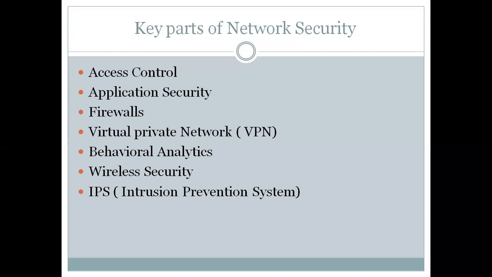In this slide, I am going to explain key parts of network security. There are multiple parts of network security: access control, application security, firewalls, virtual private network, which is called VPN, behavioral analytics, wireless security, and IPS. The first one is access control.